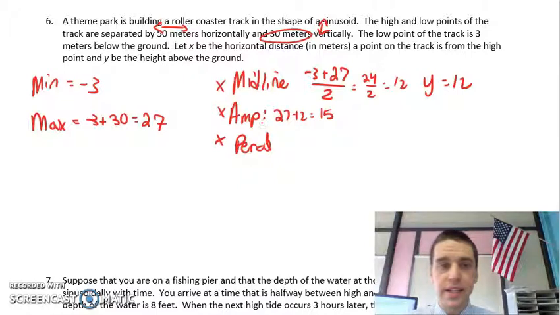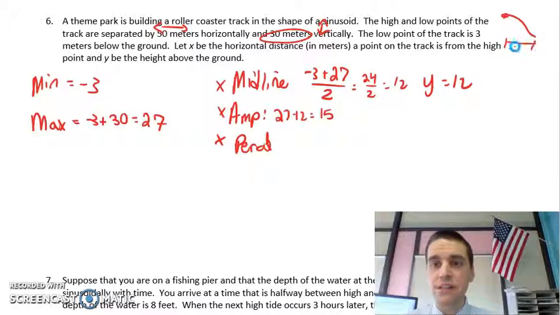And our period is right here. It takes the distance from the high to the low. So if I just draw it over there, high to low is 50 meters. Now that's not a full period. That's the key here. The key is that you have to go back up. So our period equals 100 meters.